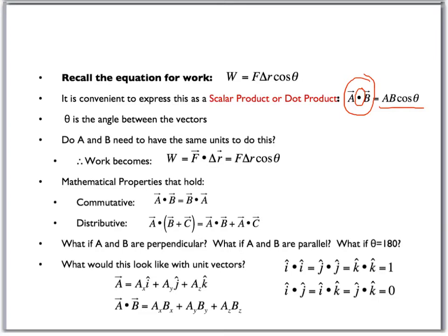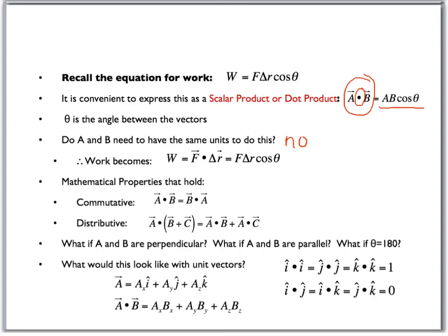So would A and B have to have the same units in order to perform this operation? That answer is no, they do not. Just like with multiplication, if you were to multiply two numbers together, they wouldn't have to have the same units in order to multiply. It's the same kind of thing with the dot product. You can simply multiply those units together.